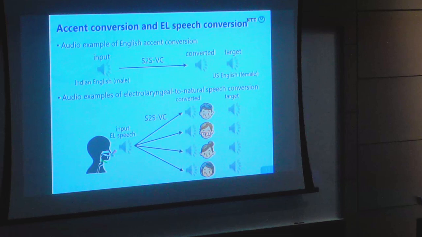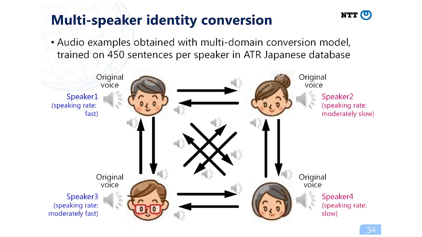For another example, we have some examples of electrolaryngeal to natural speech conversion. This is the input speech. And this is the converted speech. The target speech was like this. And this one is the second example. This one is the target speech. And finally, we can also do multiple speaker identity conversion like StarGAN-VC, but I'll skip this.